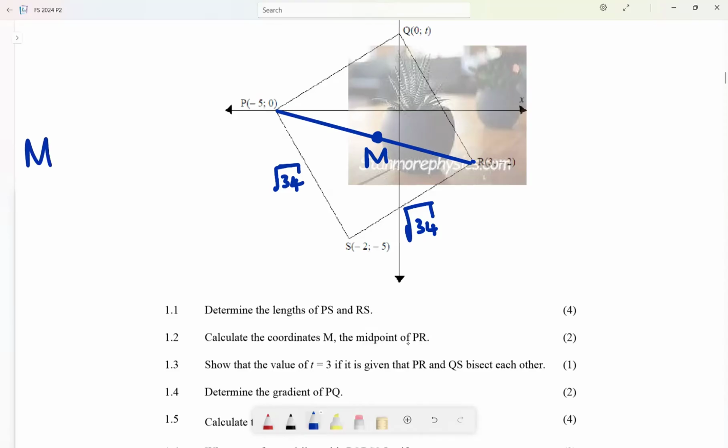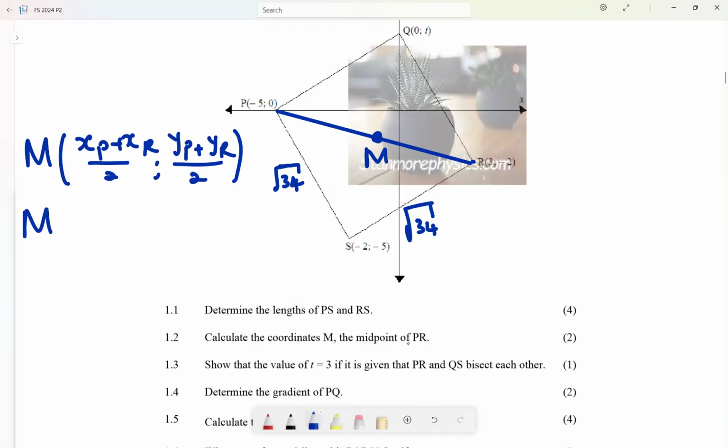Remember, for the midpoint, we say it is the x coordinate of P plus the x coordinate of R divided by 2, and the y coordinate of P plus the y coordinate of R, all divided by 2. So now, let's punch that in. We have the x coordinate of P, it is -5, plus the x coordinate of R, it is 3, divided by 2.